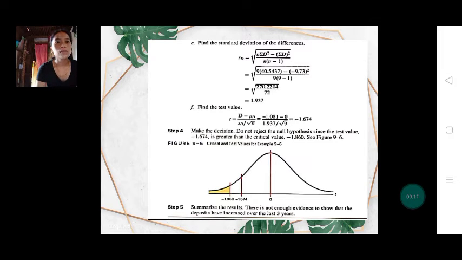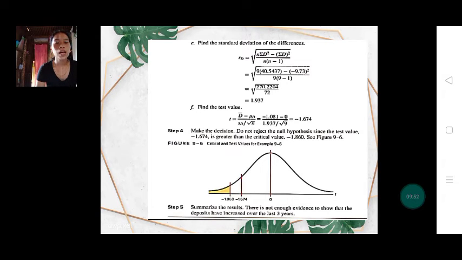So ang atong standard deviation ron is 1.937. So next is find the test value. So ang formula to find the test value atong tibanan, t equals d bar minus mu sub d over standard deviation divided by square root of n. So ato na lang siyang i-substitute. So ang atong nakuha ganiya sa difference, dimba, mao to siya ang negative 1.081.